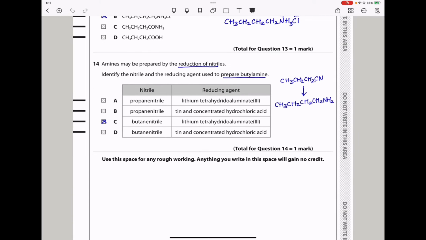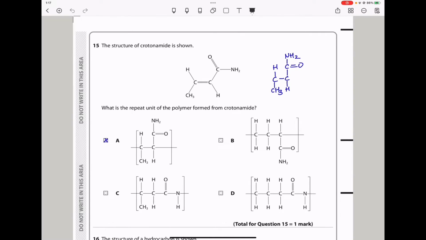In question 14, amines may be prepared by the reduction of nitriles. Identify the nitrile and the reducing agent used to prepare butylamine. So the nitrile is going to be this, and the reducing agent is going to be LiAlH4 in dry ether, which is that and that. So C is our answer. In question 15, the structure of crotonamide is as shown. What is the repeat unit of the polymer formed from crotonamide? The repeat unit is going to be similar to that, but with extensions like this. So A is going to be our answer.